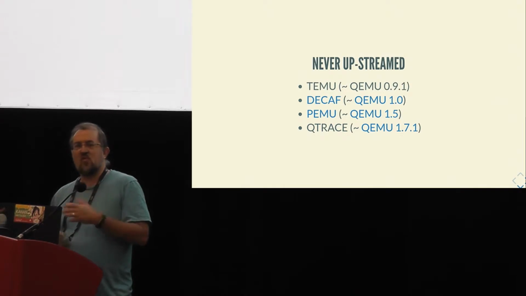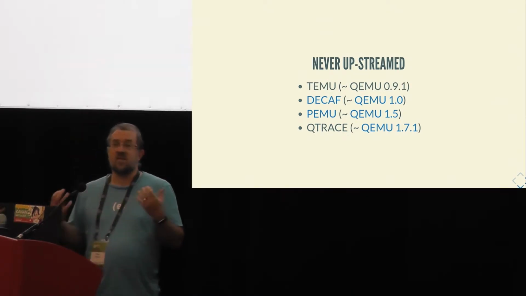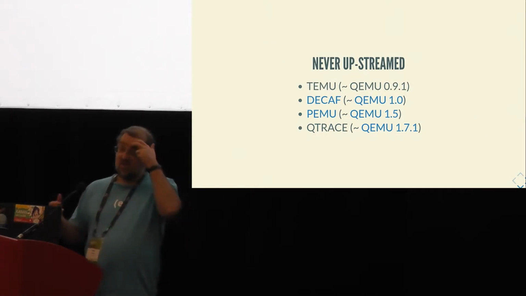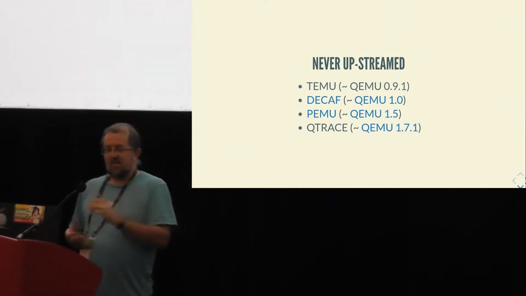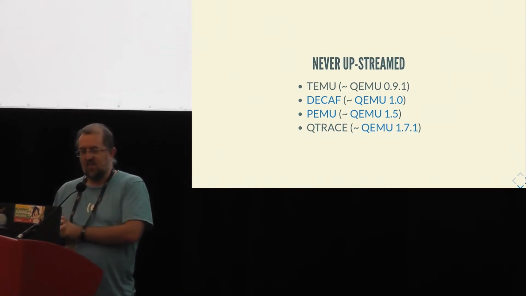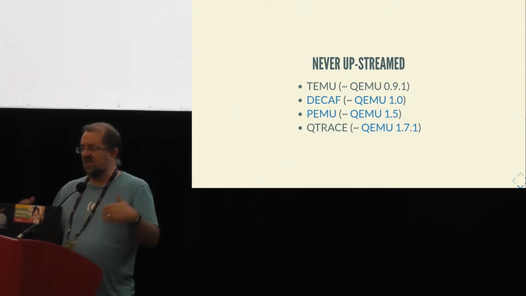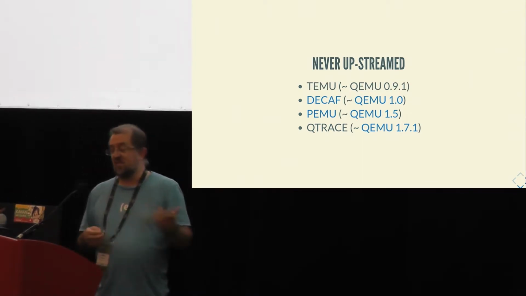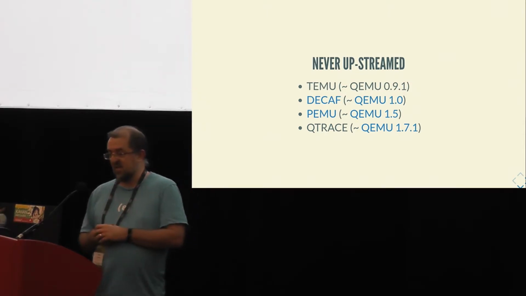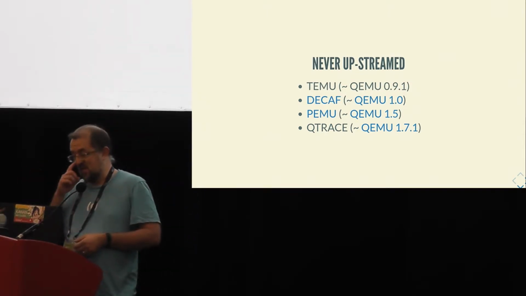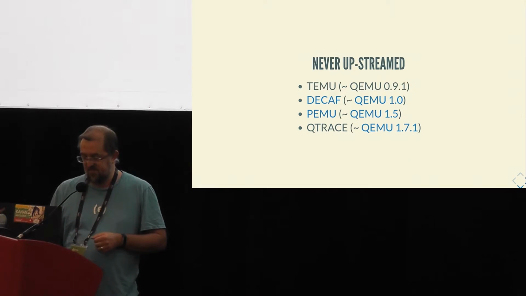PEMU was a fork of QEMU that introduced the PIN API. So PIN is a dynamic code instrumentation tool, I think by Intel originally, and they brought this into QEMU so you could run PIN tests. And QTrace was another approach that was more of a tracing approach that allowed you to trace the execution of, in this case, only x86. So the history of QEMU is littered with these academic forks.